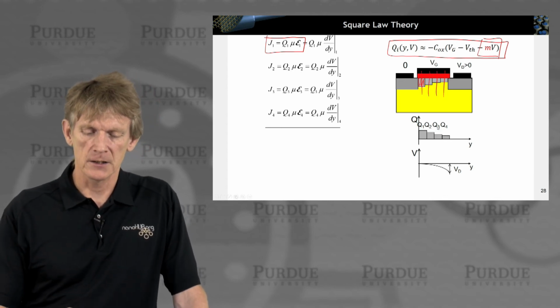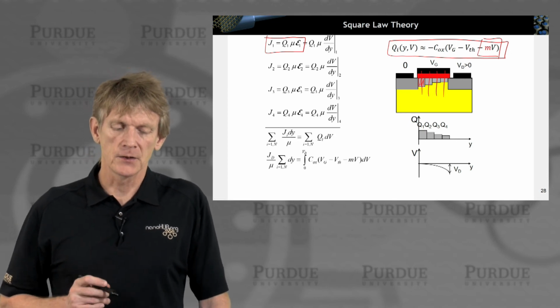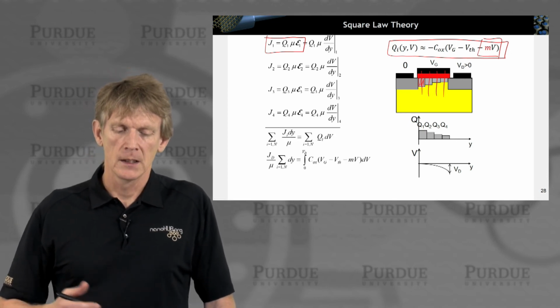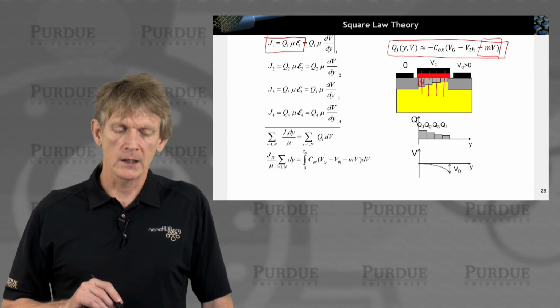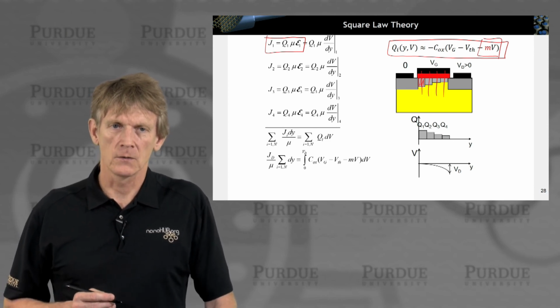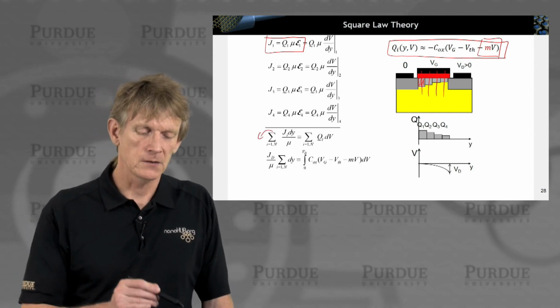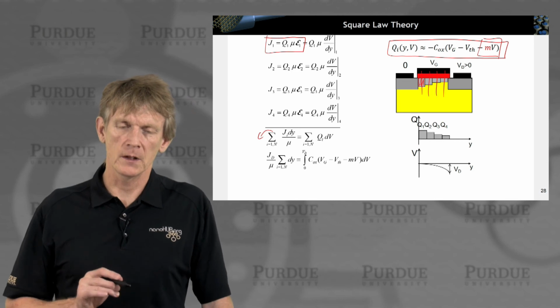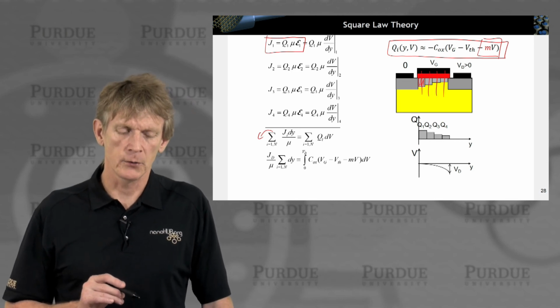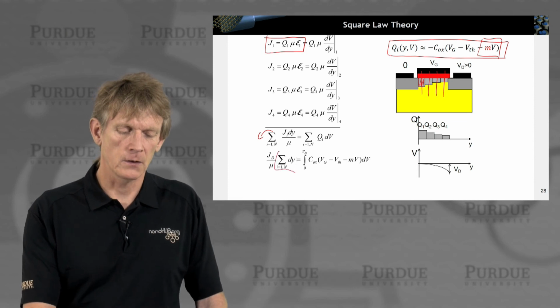And we have the charges, and we have a potential distribution. Okay? So in order to get the total current, well, number one, the current is constant. So you can pull the constant out of this sum. And let's assume for now that the mobility is constant. We can pull that out. So we're just integrating lengthwise across the channel.